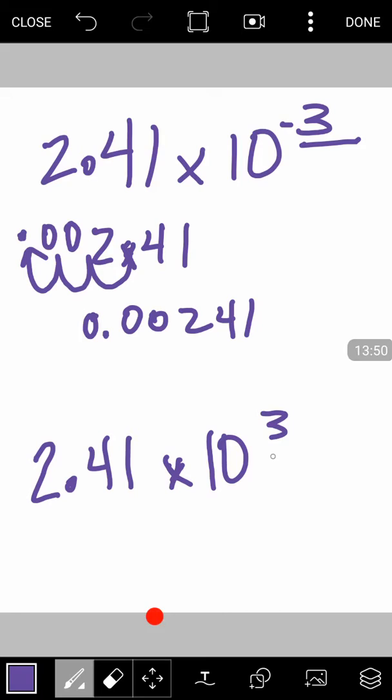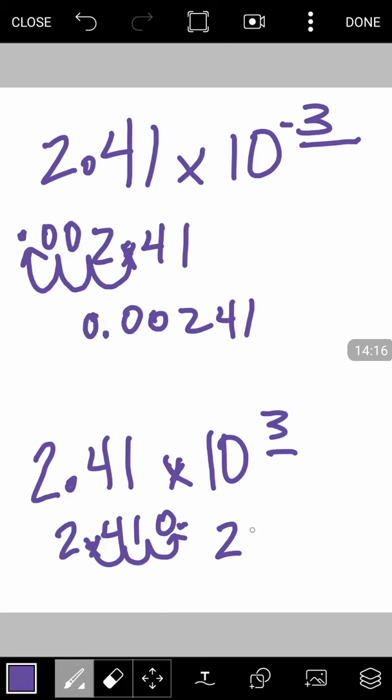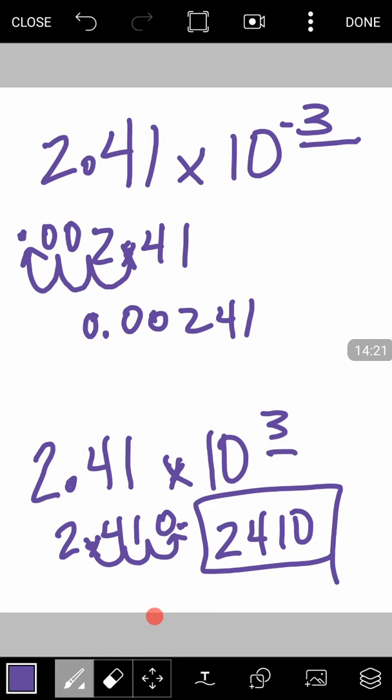What about this one on the bottom? 2.41. We're moving 3 times, but since it is positive, we're going to move to the right, which makes sense. 2.41, if I move the decimal to the right, that'll make the number bigger. It's a positive exponent, so that means big number. So 2.41, move the decimal to the right 3 times. Bam, bam, 3, bam. Empty spot, put a 0. Here's the new decimal place. X the old one. That's 2,410. And that's it. Peace.